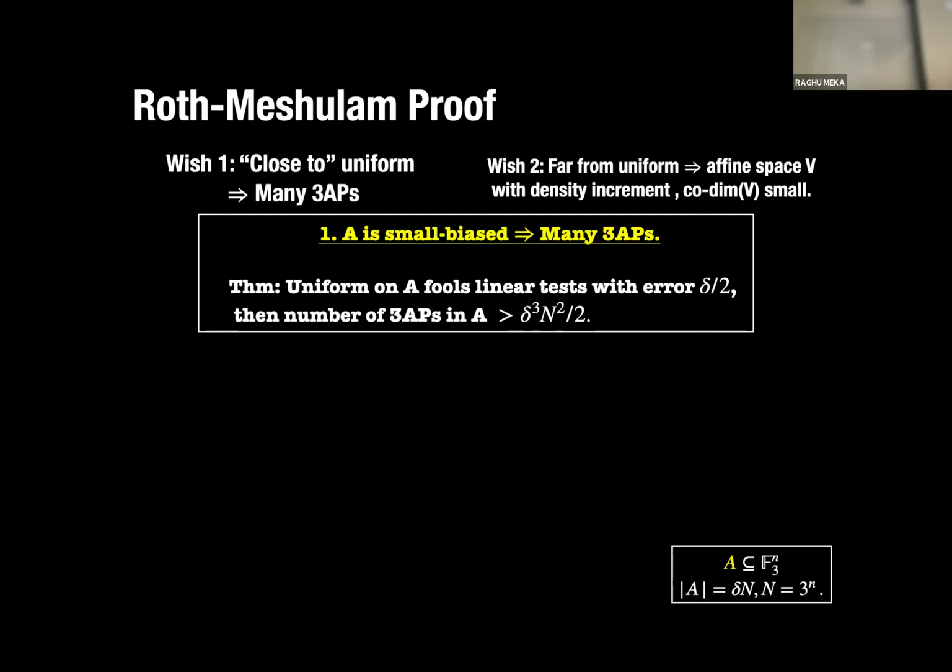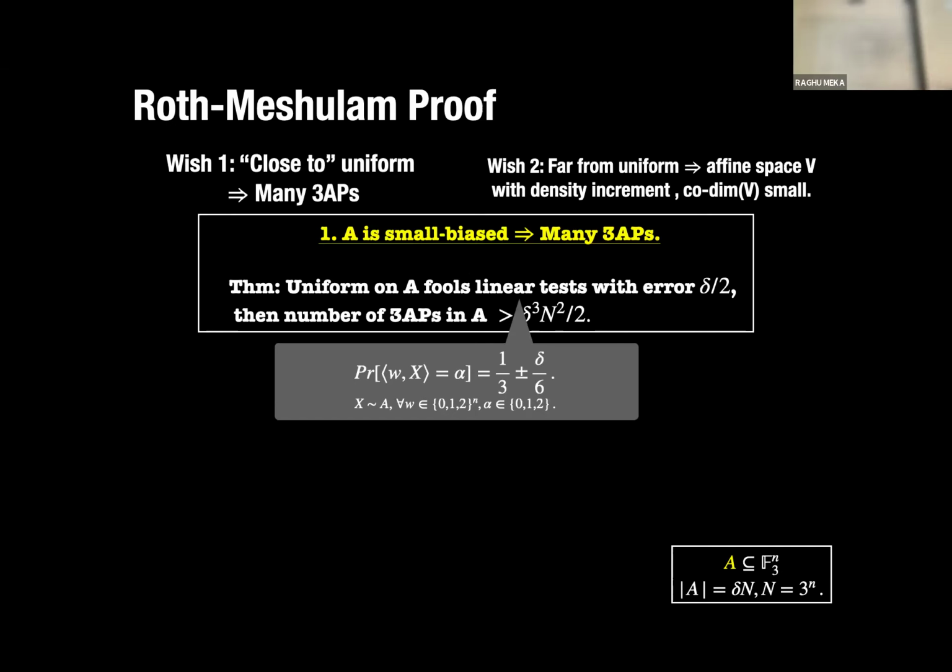Actually, a simple notion of pseudo-randomness is enough to make this calculation work, the heuristic calculation for counting the number of 3APs. And what is this notion of pseudo-randomness? It's just saying that you're claiming your set A is uniformly random if I cannot tell it apart from random using linear tests. Meaning, the only way I'm going to check if you're close to random or not is to add up the individual coordinates and check the result mod 3.